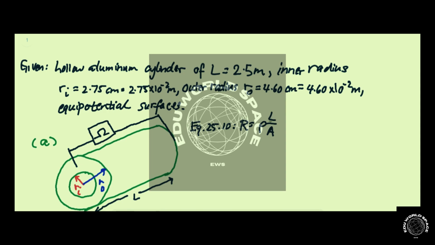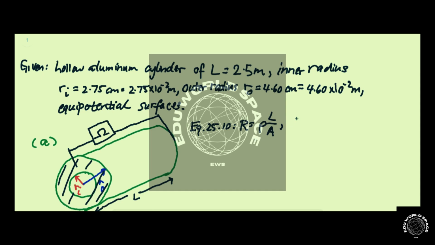We're already given the length. We're told it's aluminum, so we can find the resistivity. But we don't know the cross-sectional area. However, we can easily find the cross-sectional area by keeping in mind that the part where there is no aluminum is in the inner radius. So aluminum exists between the outer radius and the inner radius. So kind of in this shaded region here, this is where the aluminum is.